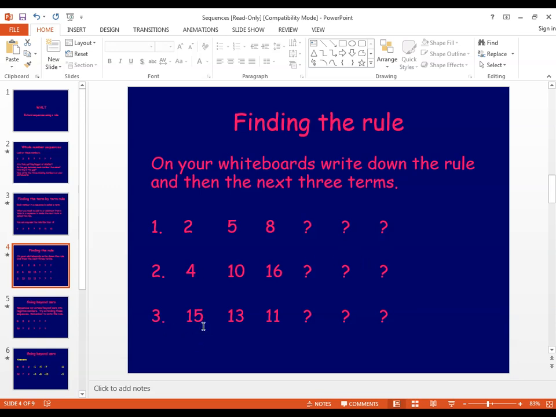Then for the final one, this time our numbers go down. So we've gone from 15 to 13, which is minus 2. Then we got from 13 to 11, which is minus 2 again. So our rule is, our term is minus 2. So minus 2 would be 9, minus 2 would be 7, minus 2 would be 5.